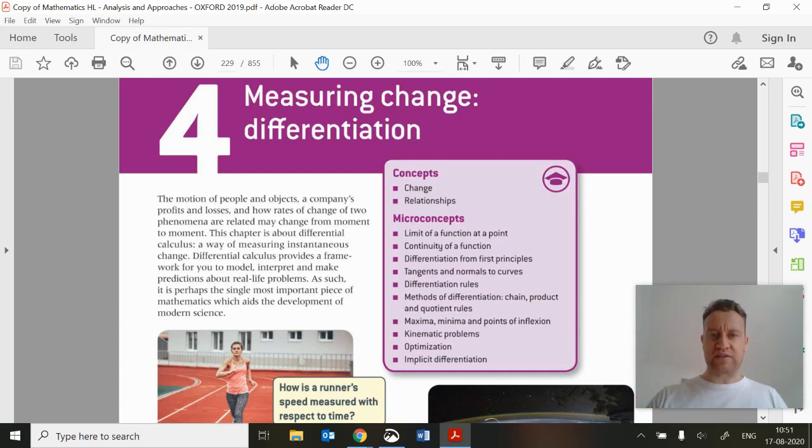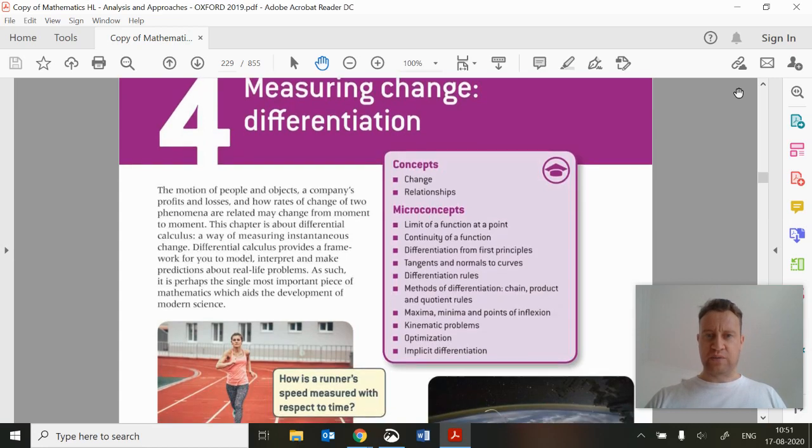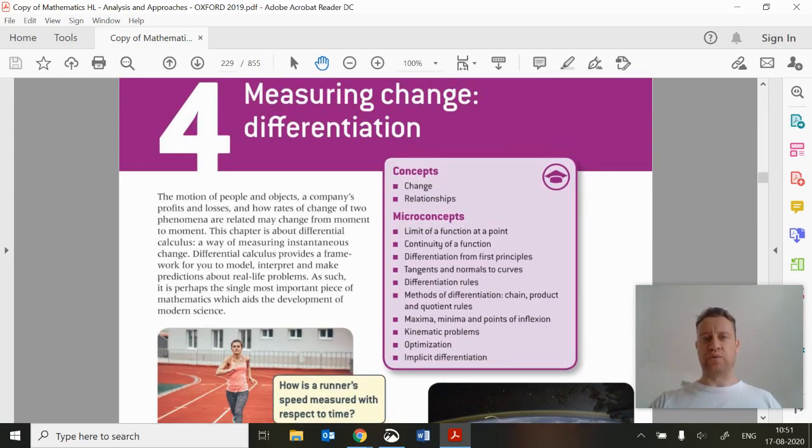Okay, and just having a look down at some of these other micro concepts here, we're seeing it's talking about tangents and normals to curves, differentiation rules, methods for differentiation, chain rule, product rule, quotient rule, maxima, minima, and points of inflection, some of which we've discussed before, kinematic problems, optimization, and implicit differentiation. Now, the other part of calculus, other than differentiation, is integration, and that's not turning up in this chapter. So that's essentially the inverse function to differentiation.